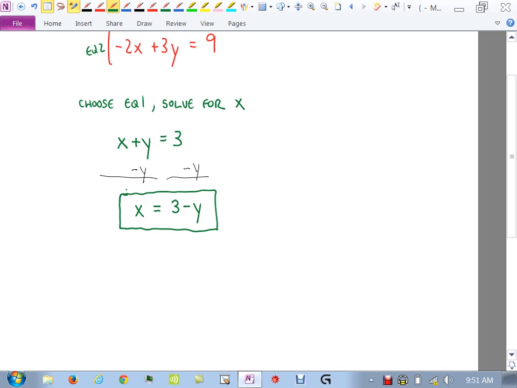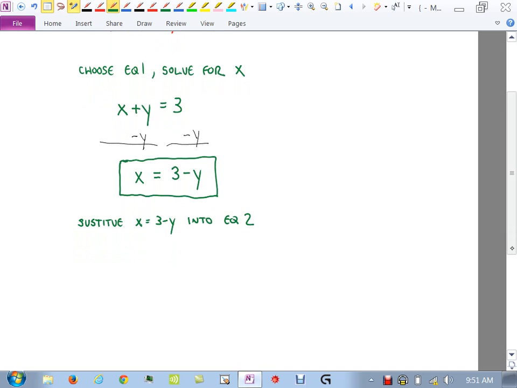Now what? Substitute that one in to the other equation, right, that you didn't use. And we're going to substitute that in and replace our x with that, 3 minus y. So I'm going to substitute x equals 3 minus y into which equation in this problem? The second one, right? I'm going to plug that into the second equation.